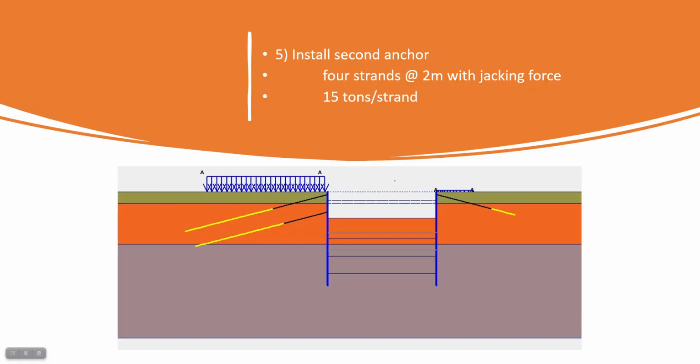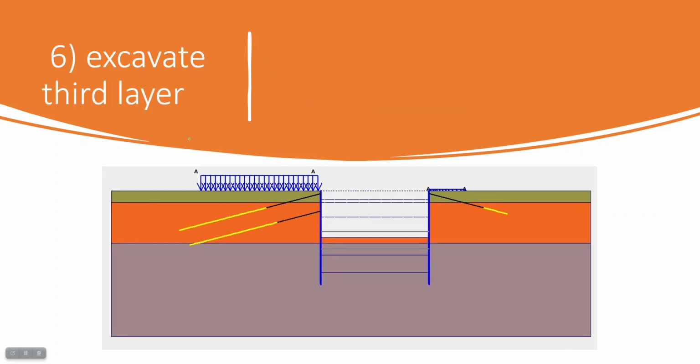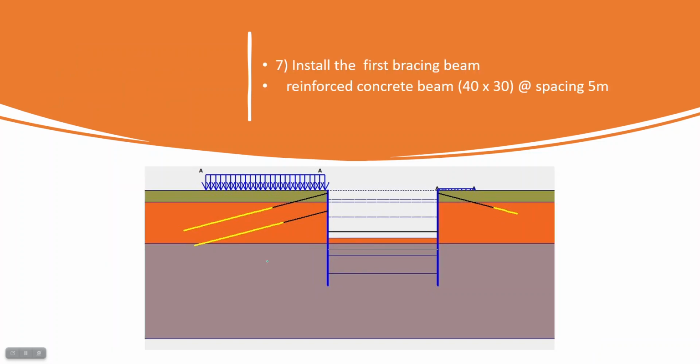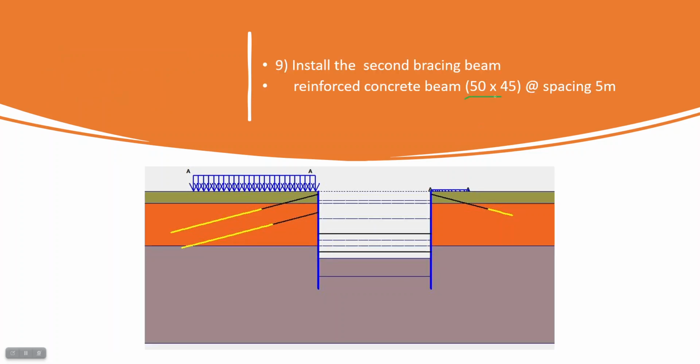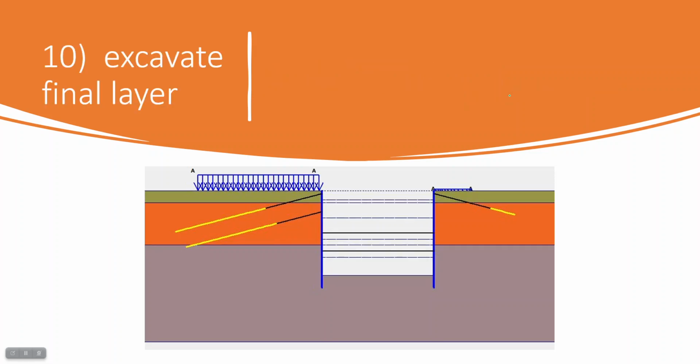Then we add another reinforcement, another four strands at 2 meter spacing with a jacking force of 15 ton on the left side. Okay, then we excavate the third layer. Then we are going to use a lateral bracing now. The black one is a lateral beam with 4 times 30. Then we are going deeper. We use another bracing, larger than the first one, which now becomes 50 times 45 at a spacing of 5 meter. Now we are going to excavate the final layer.